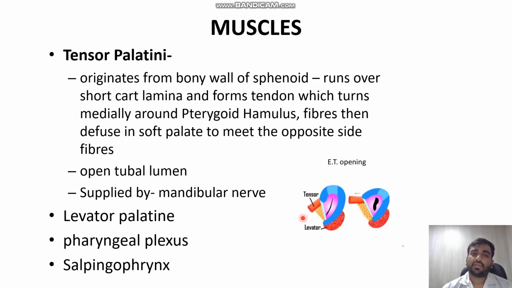The tensor veli palatini muscle originates from the bony wall of the sphenoid and runs over the short arm of the lamina. Its tendon turns medially around the pterygoid hamulus, and its fibers diffuse in the soft palate and meet the fibers of the opposite side. As we have discussed, the main function of both muscles is the opening of the Eustachian tube, and this is supplied by the mandibular nerve. Other muscles are the levator veli palatini, pharyngeal plexus, and salpingopharyngeus.